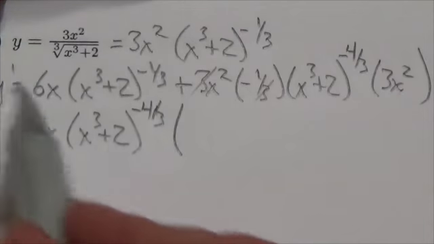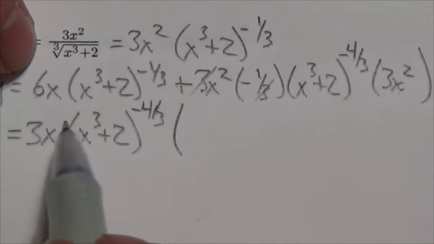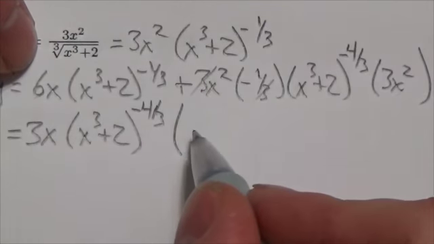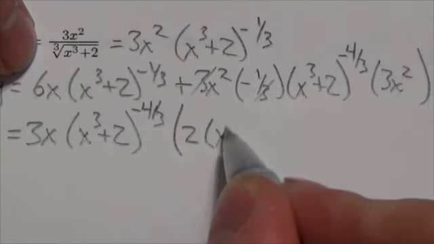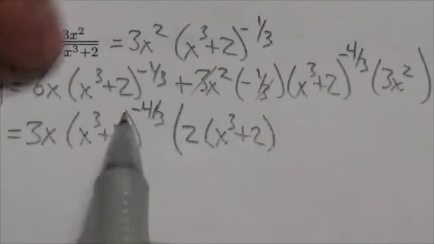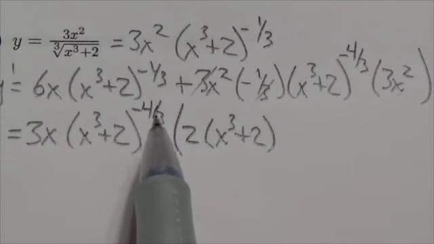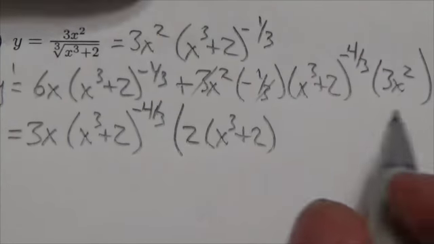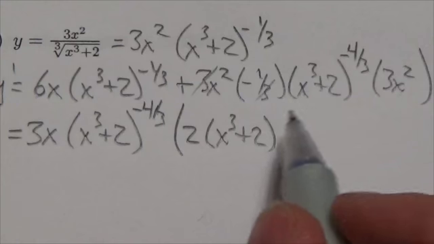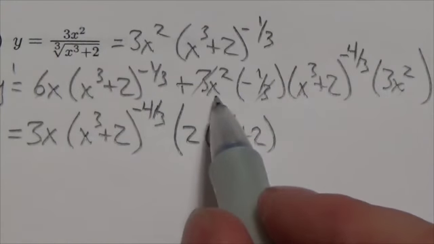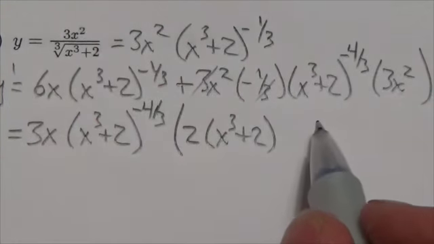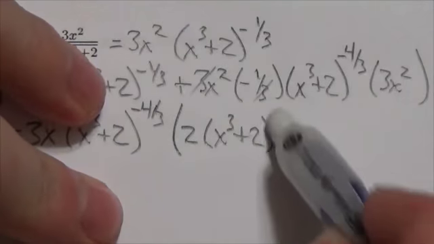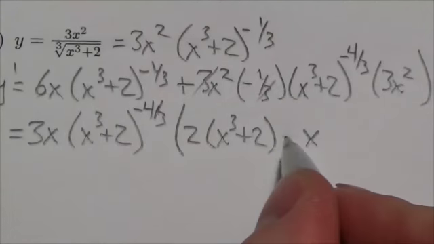Well, from the first term, we took out a 3, an x, and (x cubed plus 2) to the negative 4/3. So it's going to leave us with a 2, (x cubed plus 2) to the, well, negative 1/3 minus negative 4/3 is just going to be 1. Perfect. There it is. Over here, I had an x to the 4th. I took out an x. So this is just going to be plus x. Not plus, minus, because there was that negative term there.